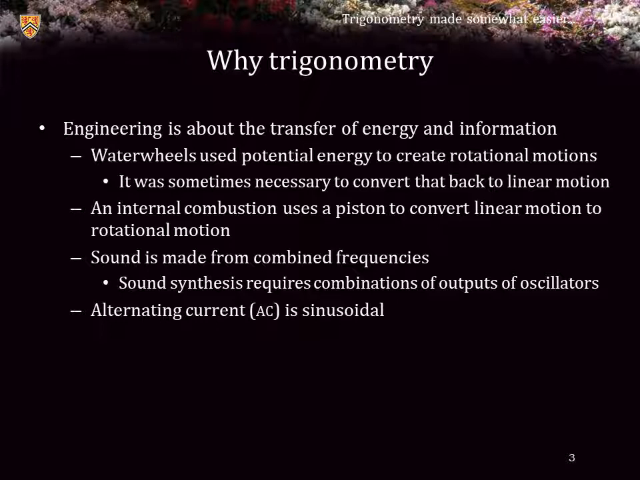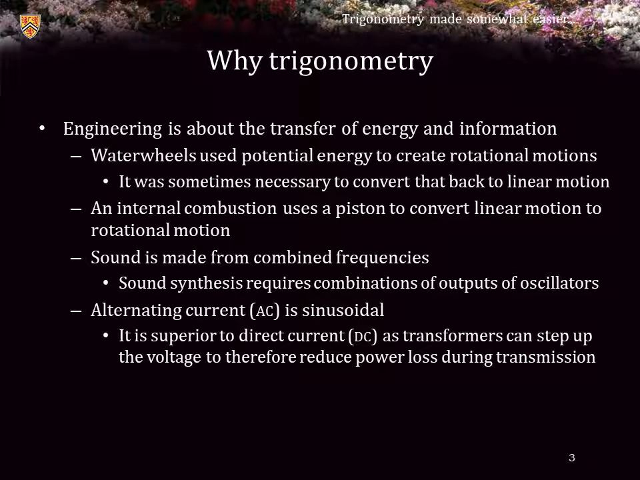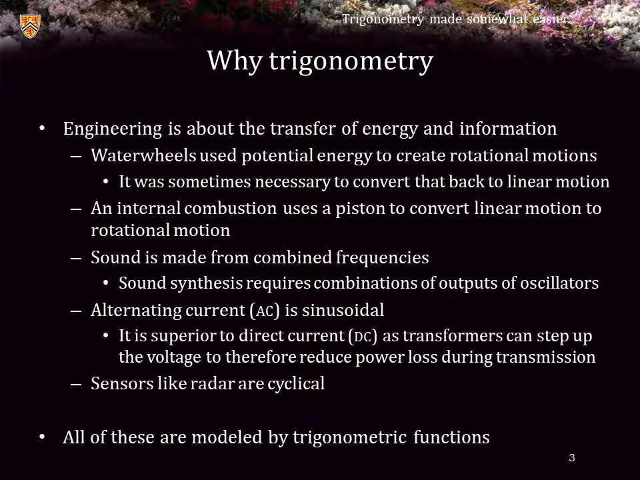Alternating current, the power you get when you plug something into a wall outlet, is sinusoidal. Alternating current is actually very superior to direct current, which is what you get out of a battery, as transformers can step up the voltage of AC and therefore reduce the current, and consequently this reduces power loss during transmission in high voltage transmission lines. Sensors like radar are also cyclical in nature, and so all of these can be modeled by trigonometric functions.